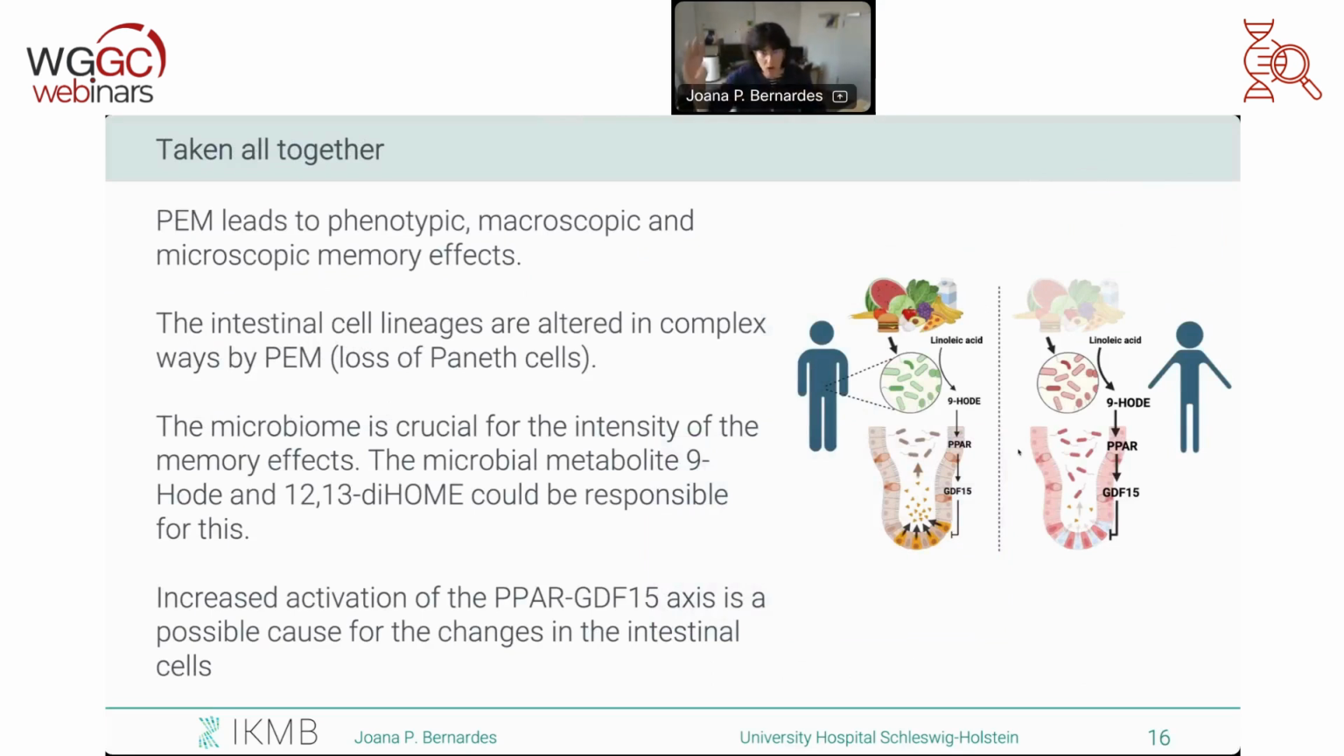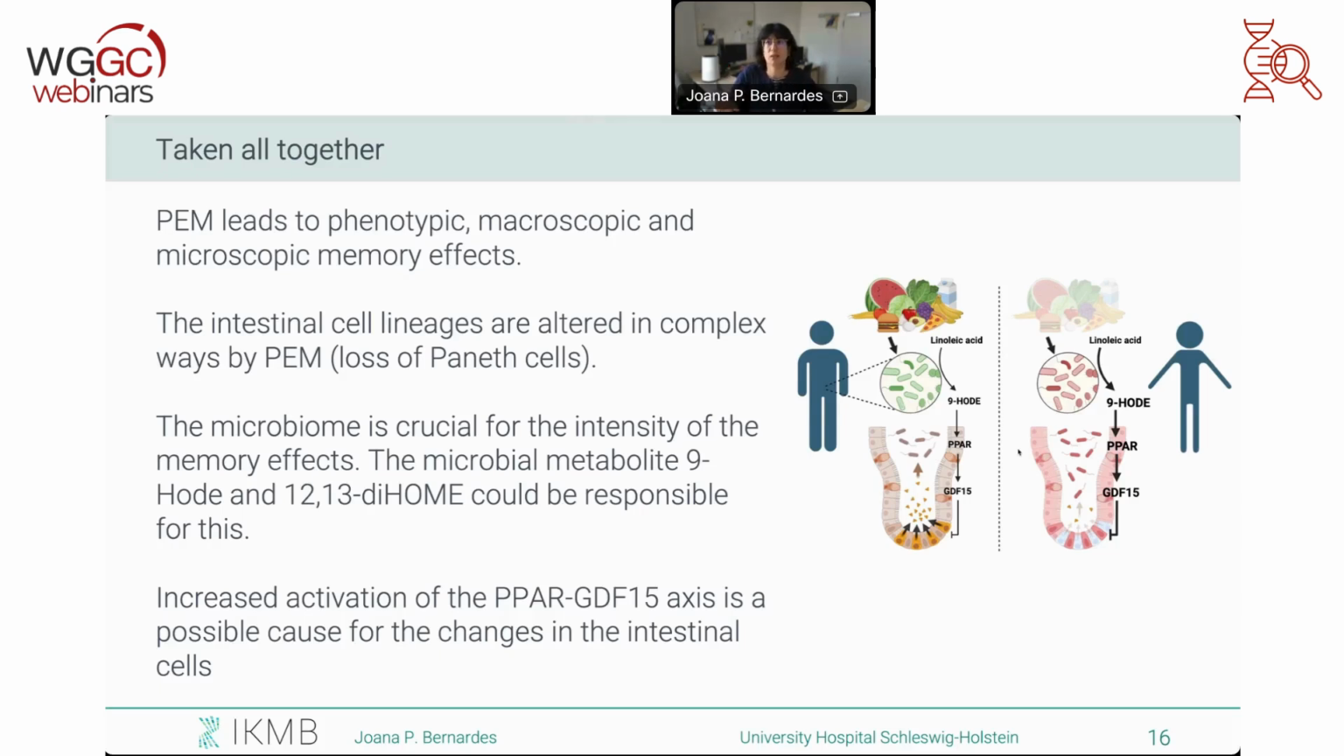So taken all together, what we have is that protein energy malnutrition leads to phenotypic, macroscopic, and microscopic memory effects. We know that the loss of Paneth cells might be the reason why we have this decrease in inflammatory responses. These cells are intrinsic, and their function is to protect the intestinal epithelium against pathogens, and they are also in the crypt. We know now that the microbiome is crucial for the intensity of the memory effects.